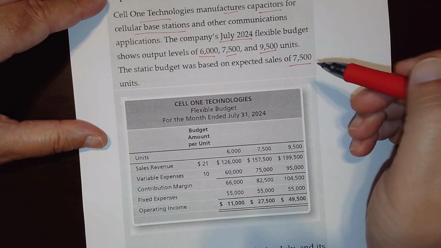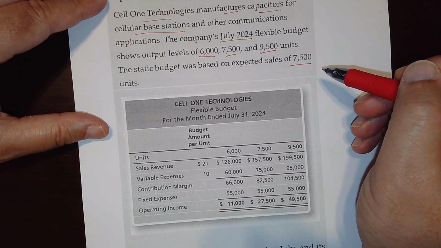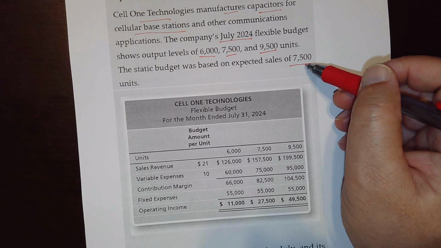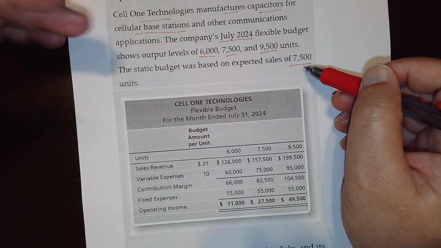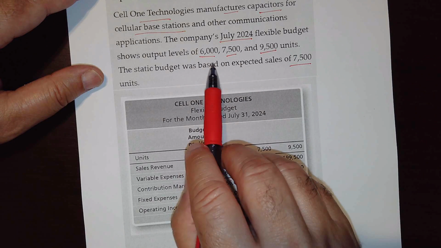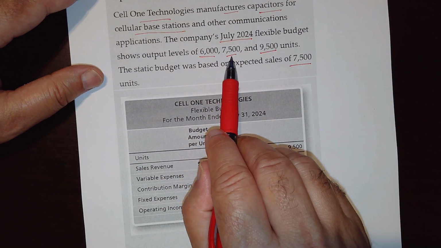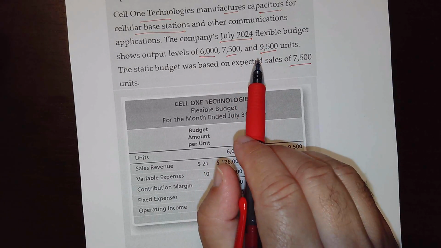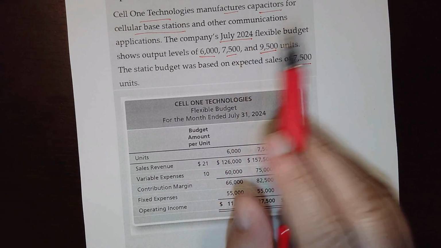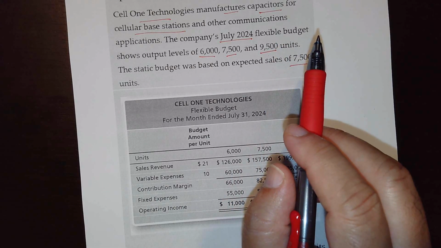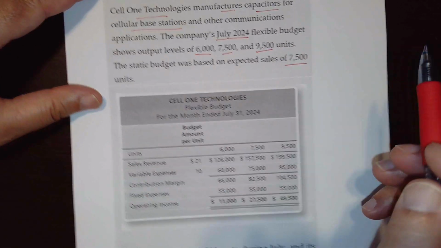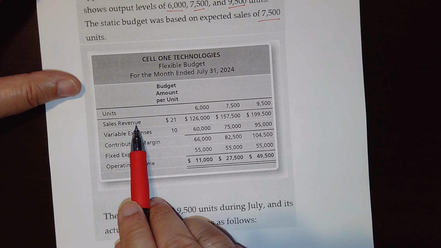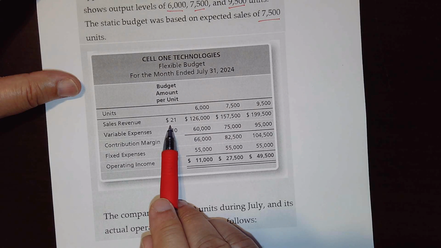So what happened? You know the difference between a static and flexible budget. In a static budget, you have only one scenario, which is 7,500, but in a flexible budget, you have multiple scenarios. So here, instead of using only 7,500, they use 6,000 and 9,500. What if we sold more than 7,500, or for any reason, if we sold less than 7,500, what would it look like? So they gave us the information here that the sales revenue is $21 per unit.